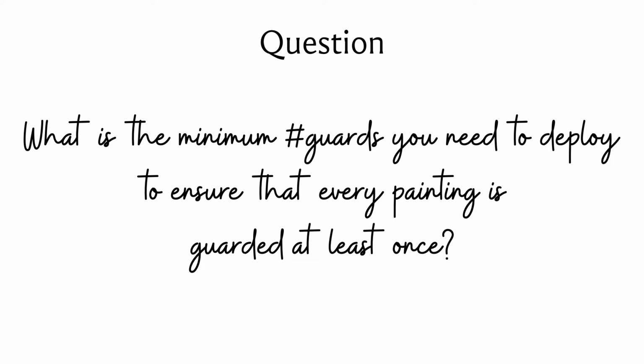But in this variation of the problem that we are discussing now, we don't mind if a painting is observed more than once, but we do require that every painting is observed at least once. So that's the goal. A feasible solution is one where every painting is guarded at least once. And the thing that you want to minimize is the number of guards that you actually deploy. So hopefully the problem statement is clear. At this point, you might want to pause and think about what would be a very natural greedy strategy to come up with a solution. So take a pause and come back when you're ready.